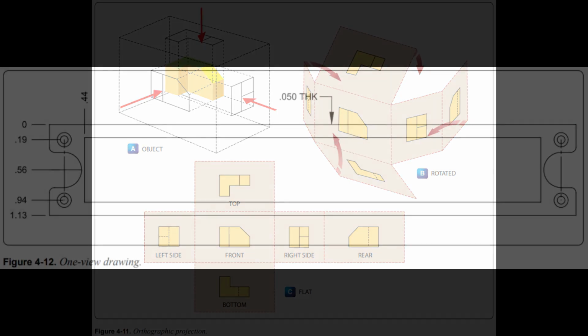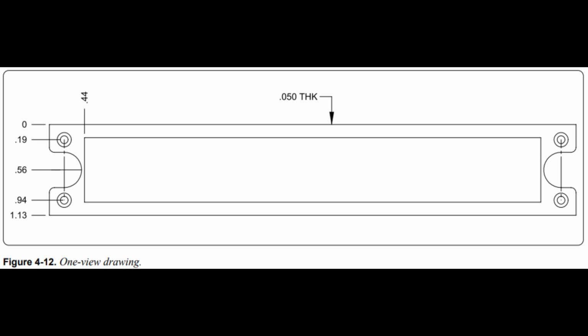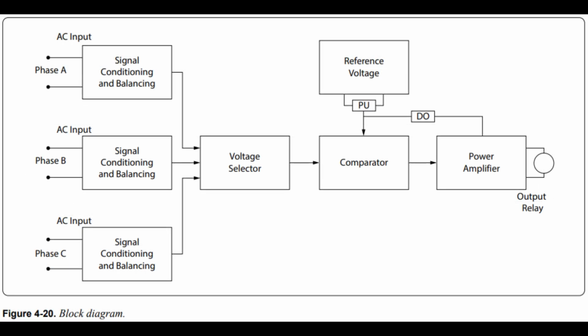Block diagrams. Block diagrams are used to show a simplified relationship of a more complex system of components. Figure 4:12. One-view drawing. Figure 4:20. Individual components are drawn as a rectangle, block, with lines connecting it to other components, blocks, that it interfaces with during operation.